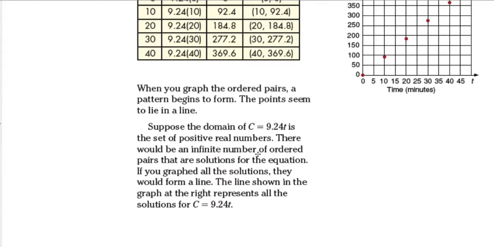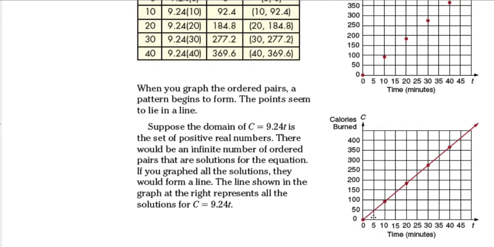So basically what it's saying is this. If you replace t with a set of real positive numbers, there will be an infinite set of solutions. If you graphed all the solutions, they would form a line. Okay? So basically what happens is that if I get points in between these points, they will also be true for that particular equation. So if you graph that and connect those, you'll form a line.